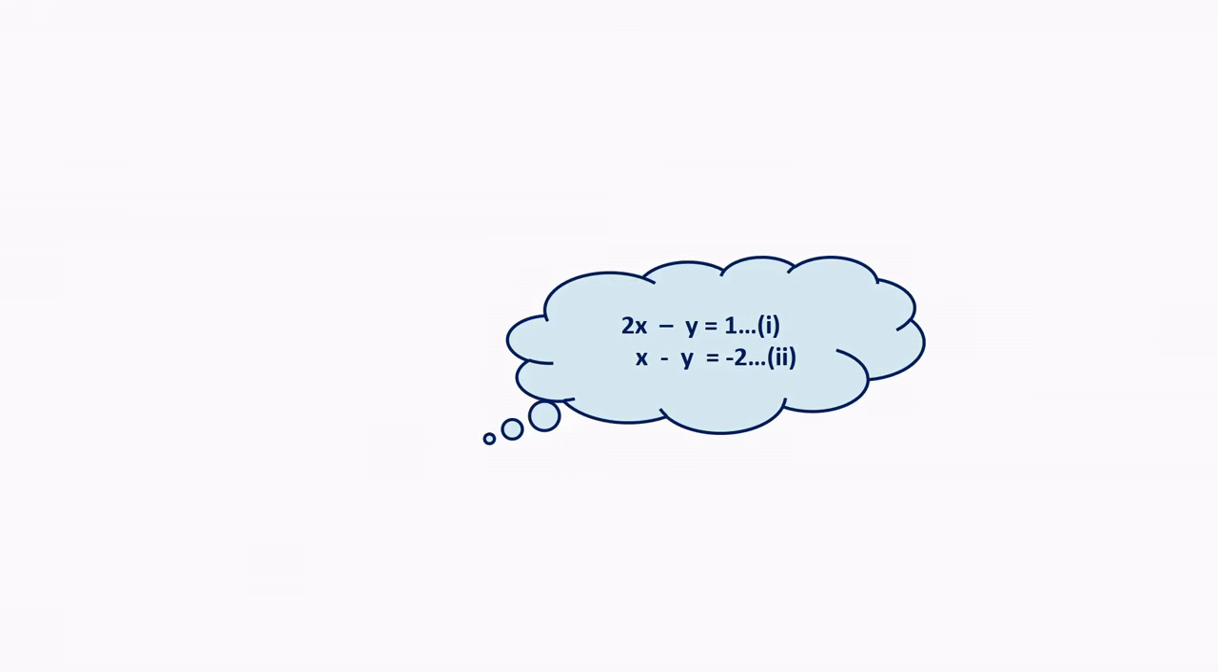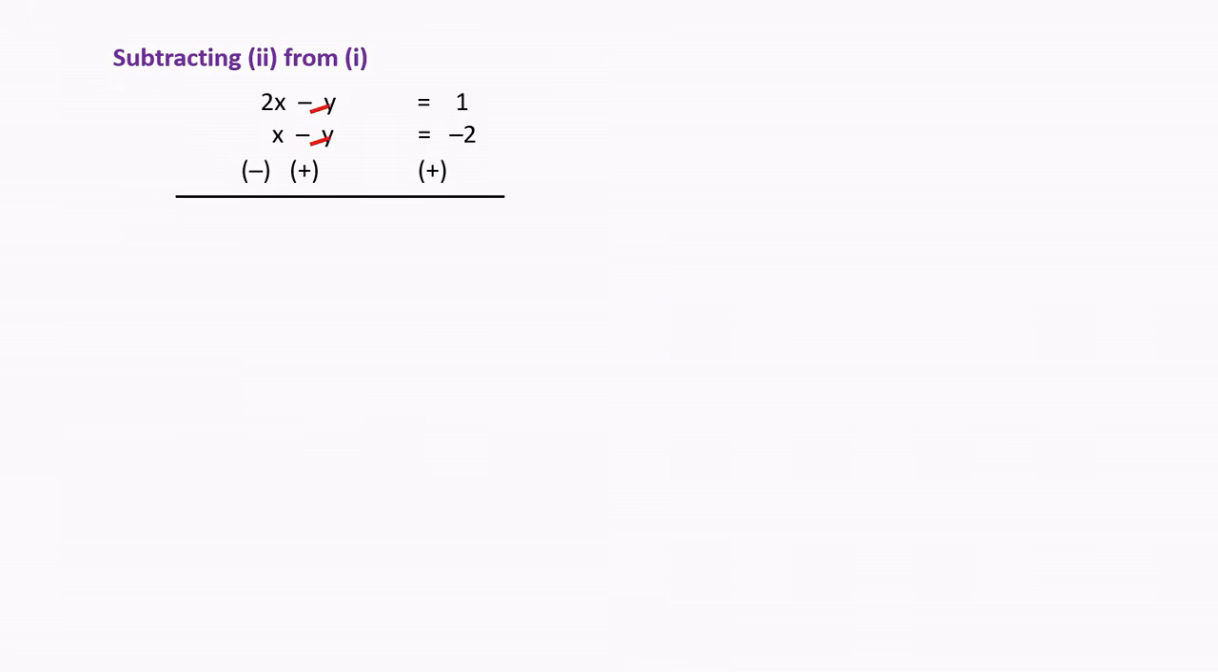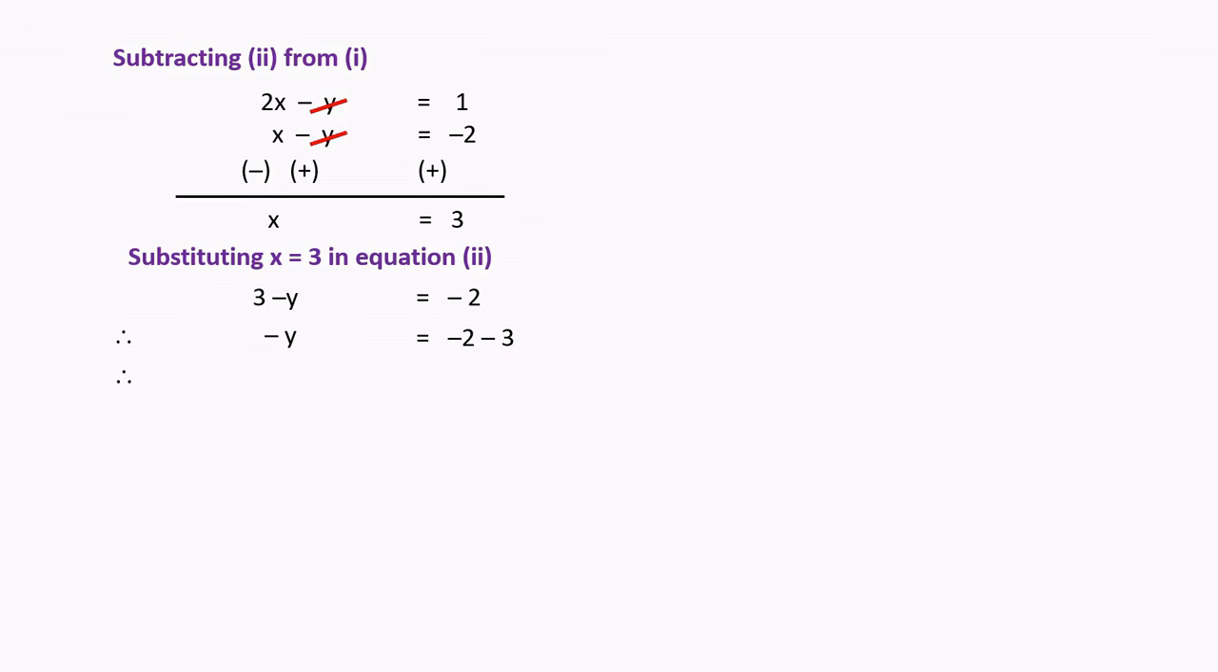Now, let us continue solving the equations. We subtract equation 2 from equation 1. So, we get 2x minus x minus y plus y equals 1 minus (minus 2). Simplifying, x equals 3. Now, substitute x equals 3 in equation 2. So, we get 3 minus y equals minus 2. Rearranging, minus y equals minus 5. So, y equals 5.